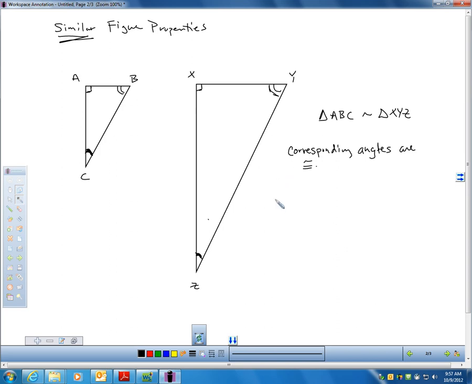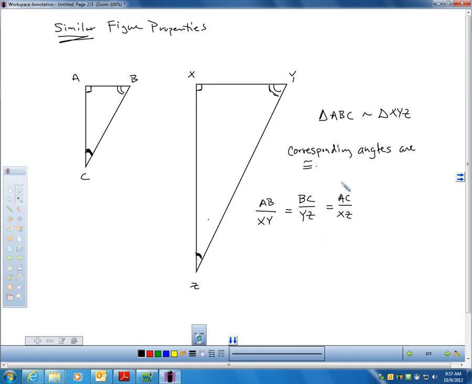Here's another important property of similar figures, a second one. If you take the ratio of the sides of each similar triangle, these ratios should be equal. Now you might be like, what did you just say? Here's what I'm trying to say. If I take side AB and compare it to side XY, that ratio should be the exact same amount as BC compared to YZ, and that ratio should be the same as AC compared to XZ.